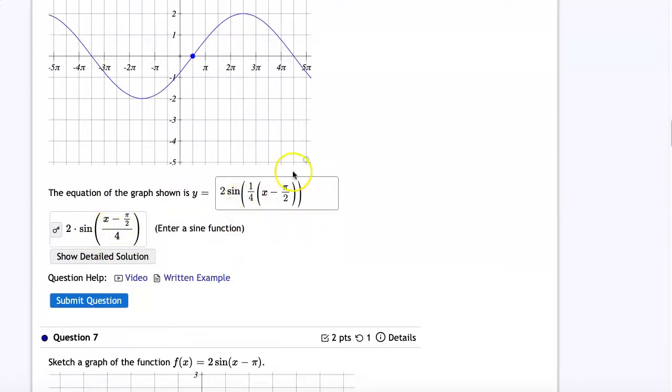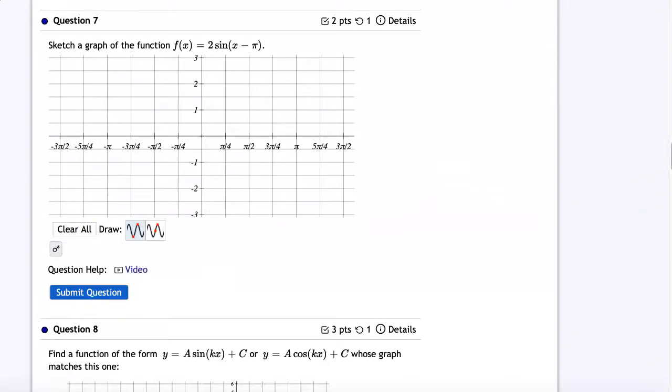If you use the distributive property, the other way of writing this would be 2 sine 1/4 x minus pi over 8. So this is also acceptable, although this is a whole lot more straightforward and easier. So I just recommend you do it this way, or you could do it the way that the MyOpenMath program has shown you. Okay, here we come to another graphing problem.